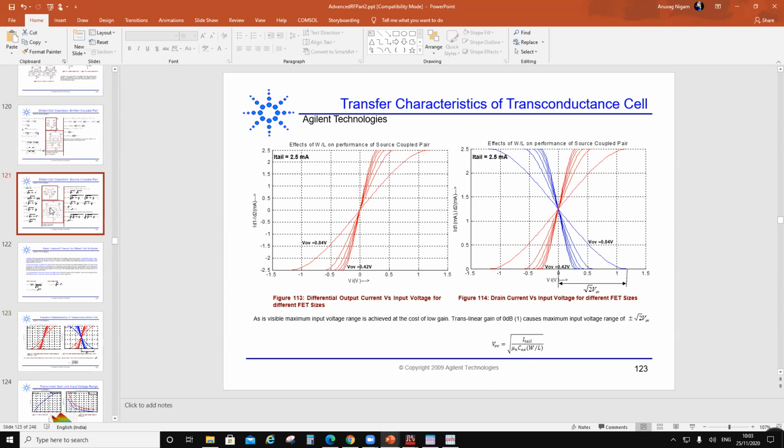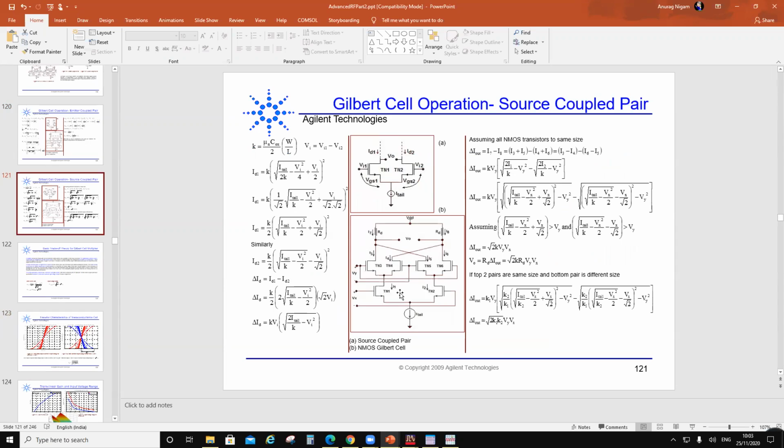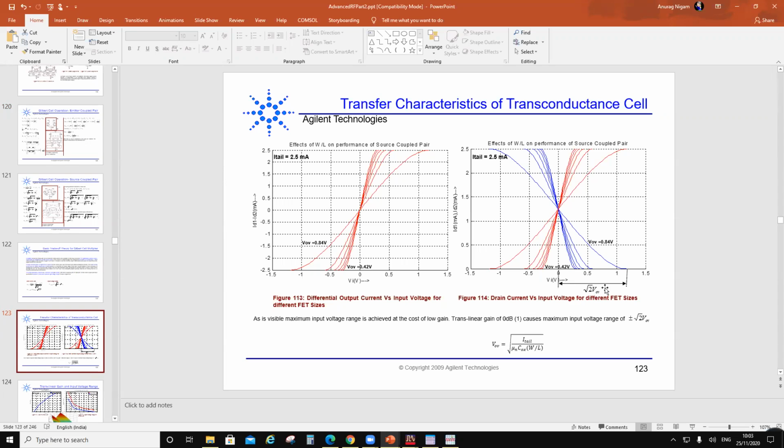If I make these transistors small, then the input voltage range, which is plus minus √2 of V overdrive, is going to be large, right? But this doesn't come free. This also comes at the expense of gain. So the slope of this curve is going to decide the gain.